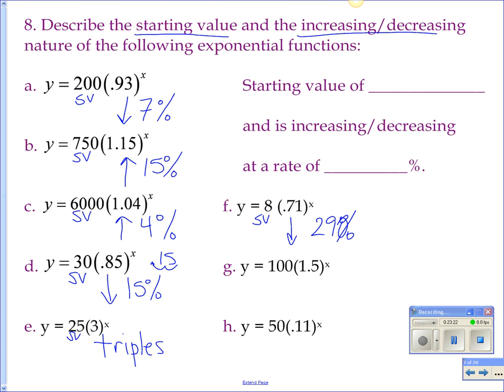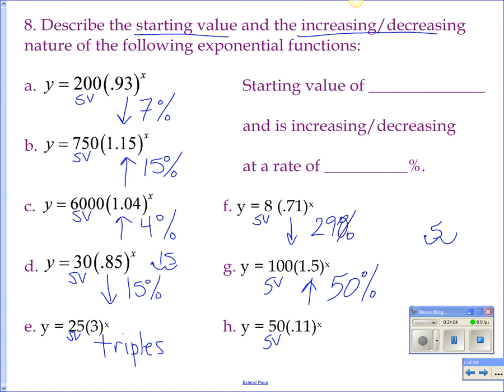29%. G, 100 is my starting value. Jesse, what do I have to do with 1.5? What does that give you? 1.5, take away 1. Is it positive or negative? So it's going up. What is 0.5, Jesse, as a percent? How many times do you move it? It's 50%. On H, 50 is your starting value.